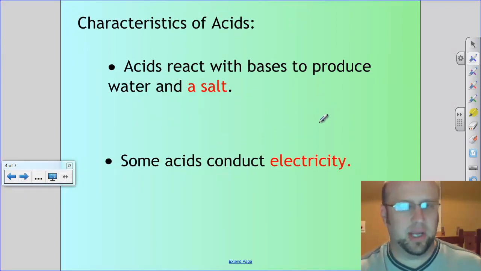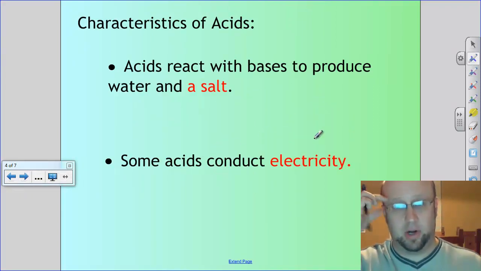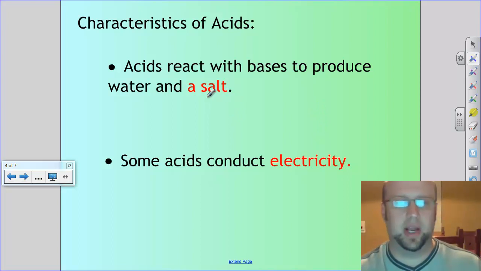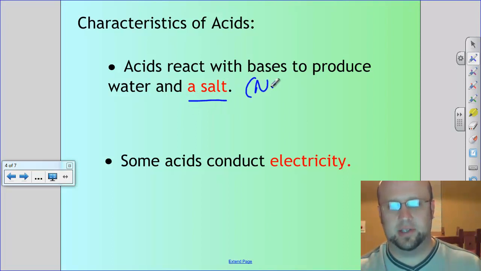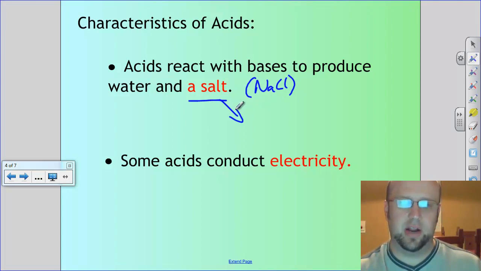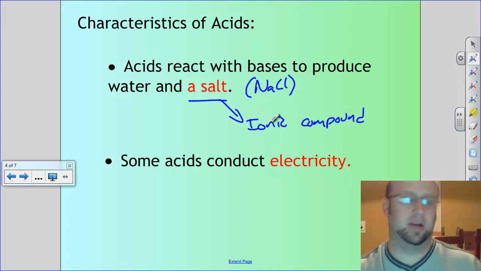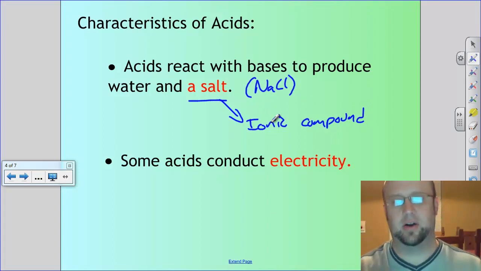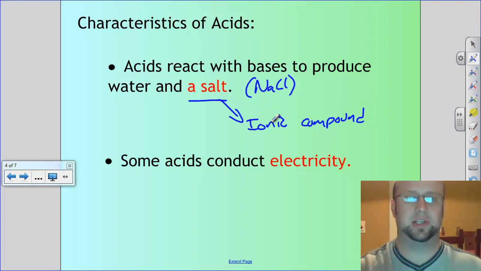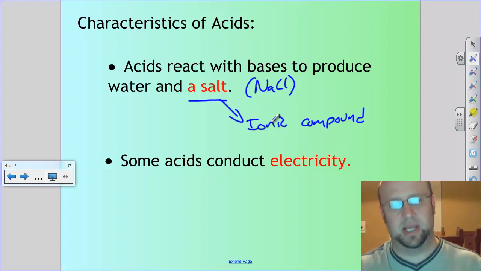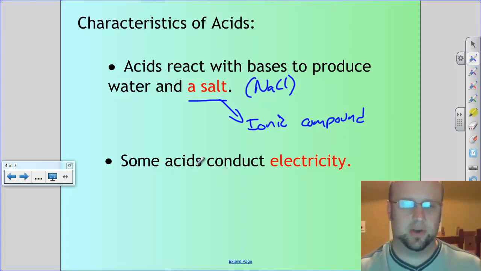A couple other quick characteristics of acids. Acids are going to react with bases. They're going to produce water and a salt. Now that seems confusing. We tend to think of salt as sodium chloride, and that can happen. But salt is a generic term for any ionic compound. Okay, it doesn't necessarily have to be sodium chloride. It could be calcium chloride or magnesium hydroxide. Or, well, magnesium hydroxide wouldn't be a salt, it would be a base. But anything that is not an acid or a base that's an ionic compound is what we call a salt.